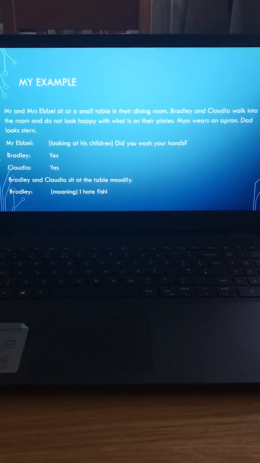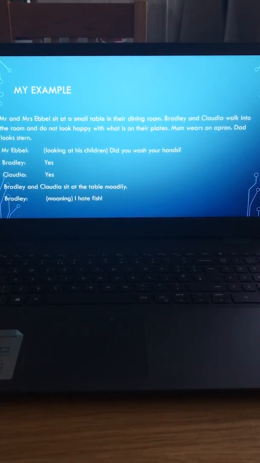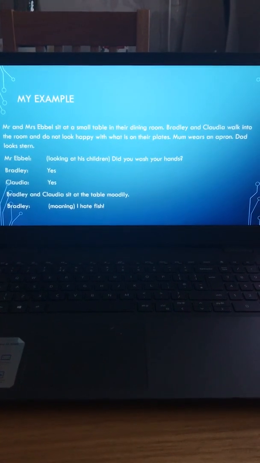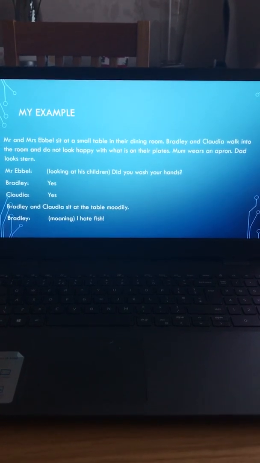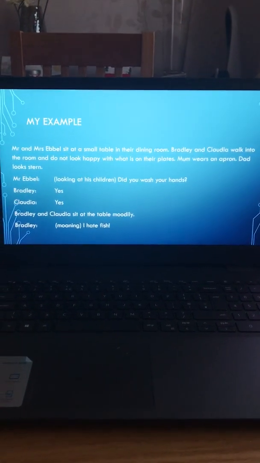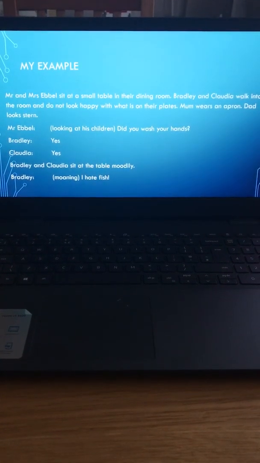Then I've got my characters down the left-hand side, Mr. Ebble. So then I've put a stage direction there in brackets. Remember that the ones that are within the dialogue are always in brackets, looking at his children. And we talked about how it was important that the stage direction within the dialogue was before they actually spoke, so the actors and actresses would know what to do.